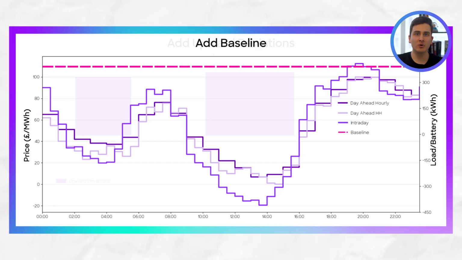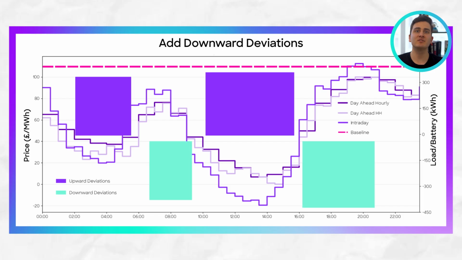We ensure upward and downward deviations are both declared and priced symmetrically to ensure the supplier's imbalance position remains neutral and they are not out of pocket, a guiding principle of the code modification. Under this baselining methodology, the supplier's position is adjusted by Elexon for settlement periods with deviations upwards or downwards to ensure the supplier's physical position remains balanced.